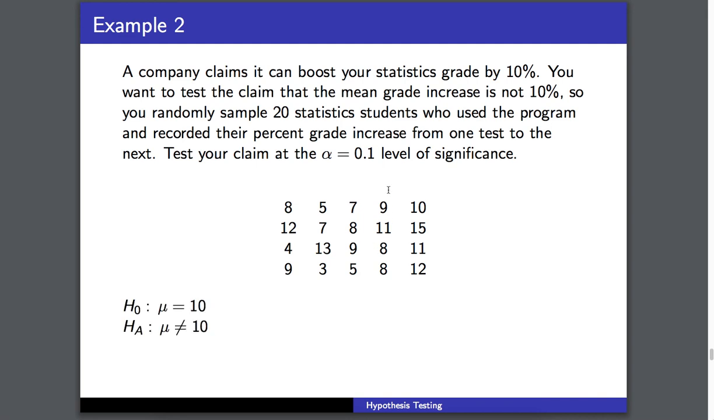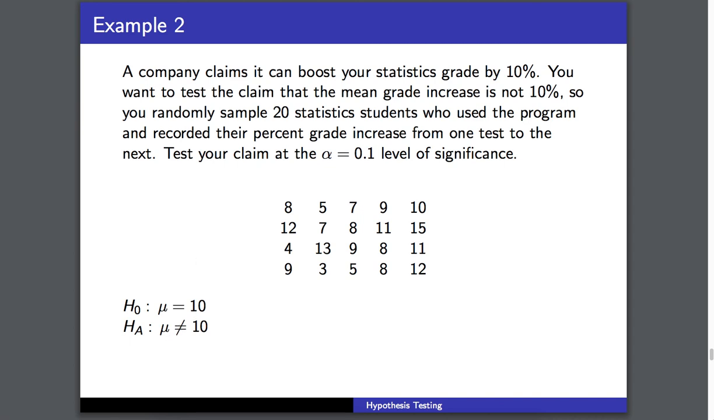Our null hypothesis is that the grade is going to be increased by 10%. We claim that it's not increased by 10%. So again, we're not saying if it's less than or greater than, to the left or to the right. We're just saying it's not equal to. So this is a two-tailed hypothesis test.